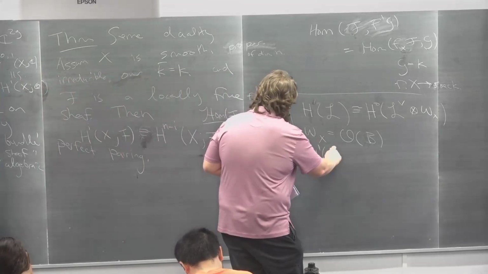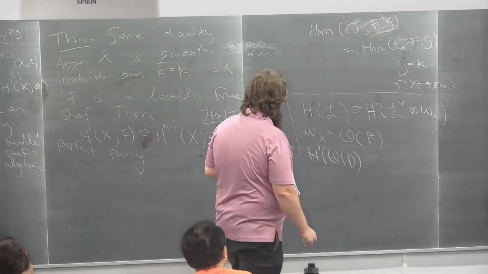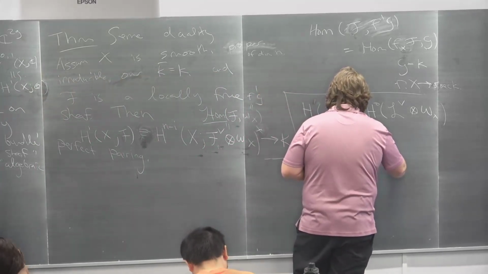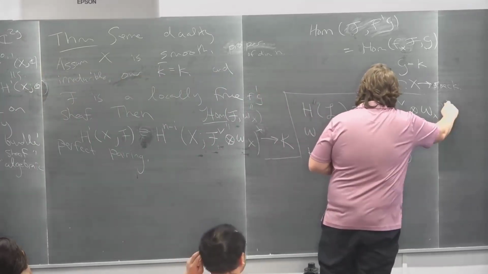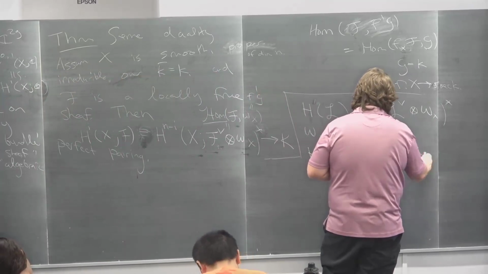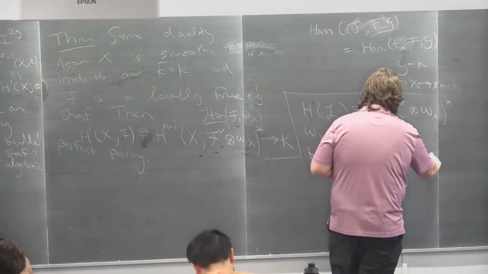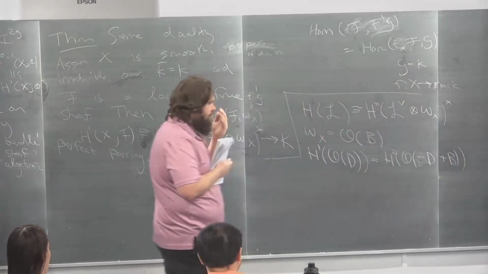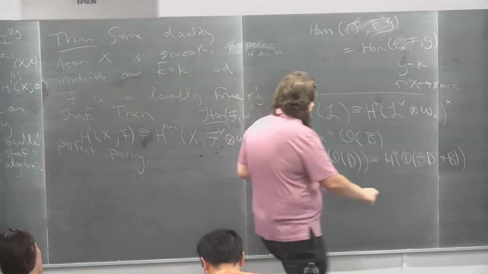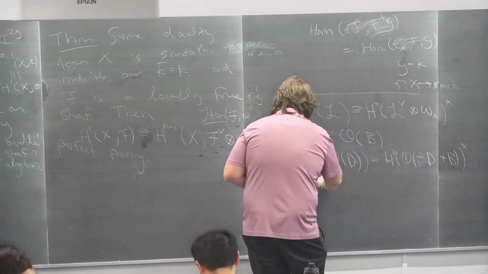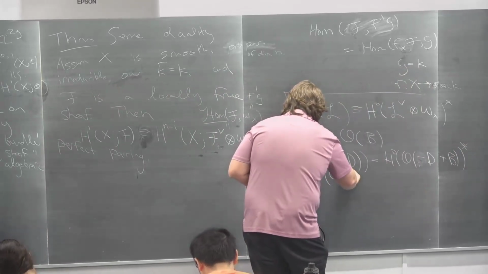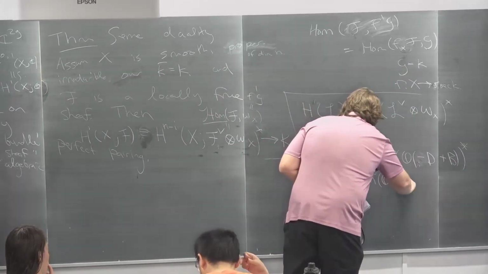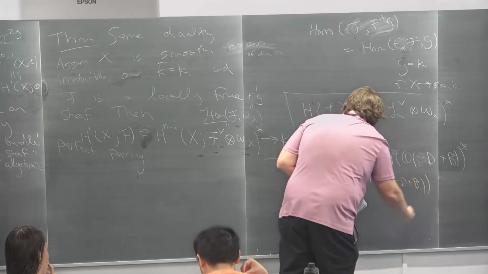So I could rewrite this as, if I want to understand H1 of O of D, then that's the same as H0 of O of minus D plus B. There's a vector space dual here, and if I just care about dimension, that's not a big deal. So little h1 of O of D is equal to little h0 of O of minus D plus B.